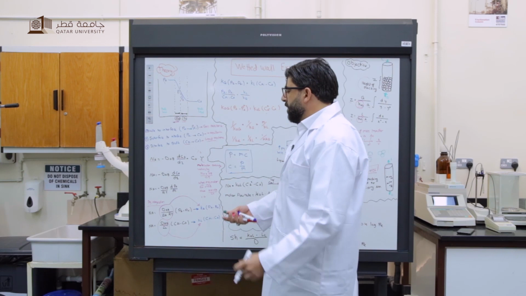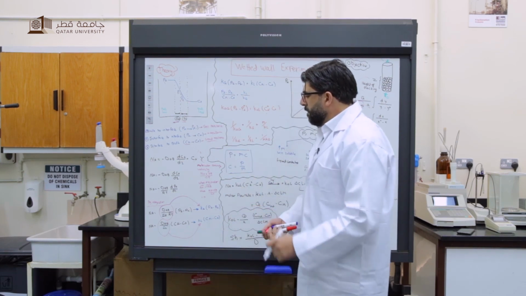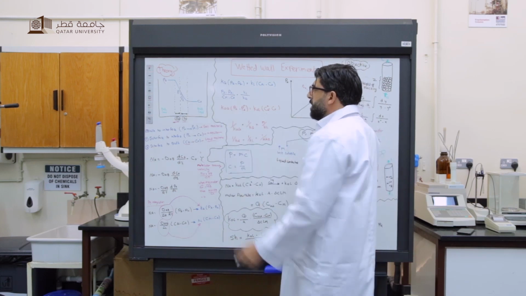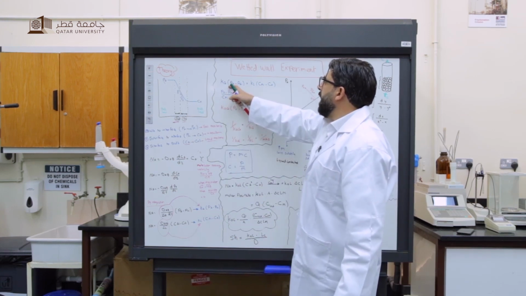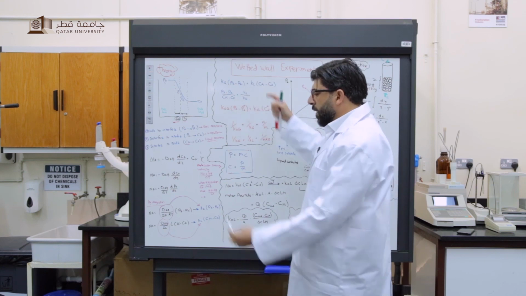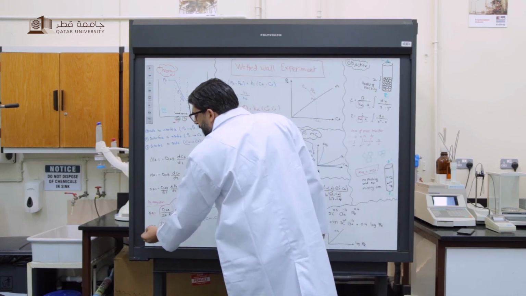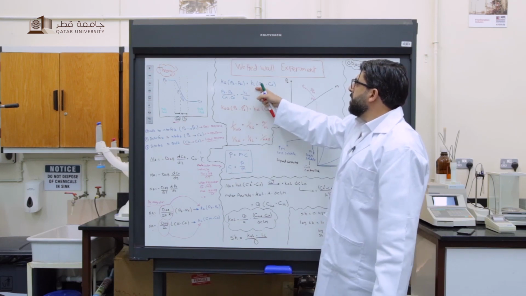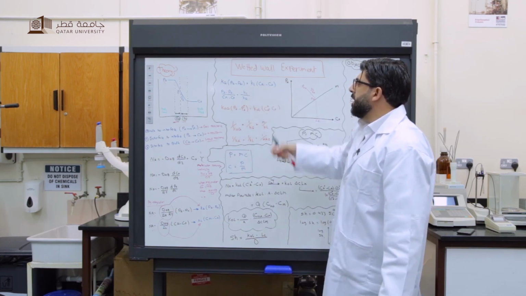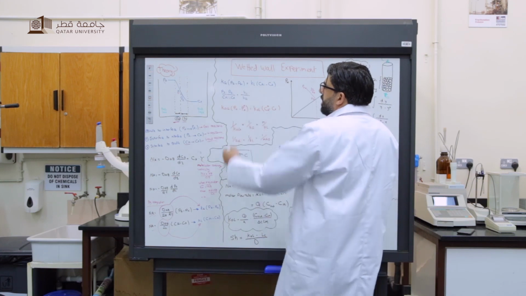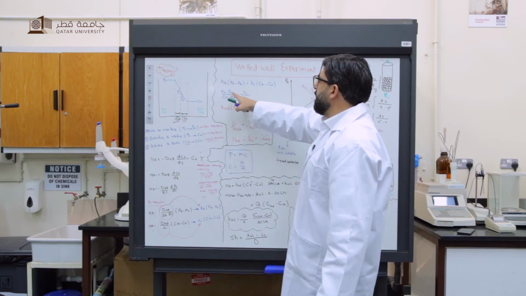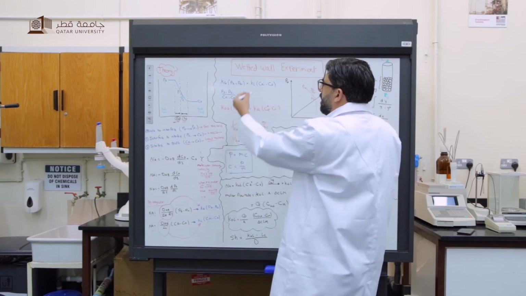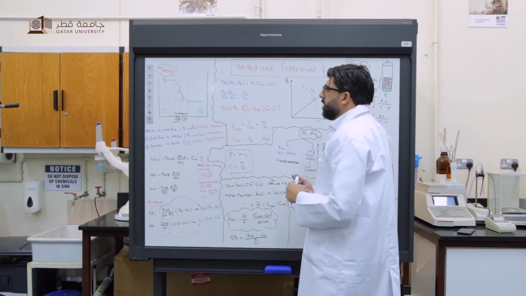So we can rewrite the equation into individual mass transfer coefficient for the gas phase times PA minus PAI equal, because the mass flux is the same for the gas phase and liquid phase, so equal KL times CAI minus CA. And we can rearrange this equation to be PA minus PAI over CAI minus CA. That's equal to KL over KG.